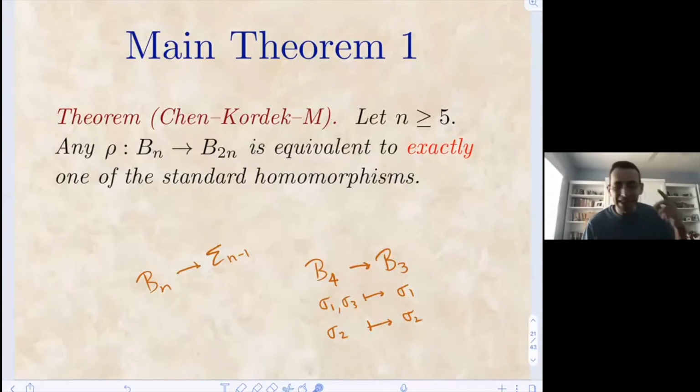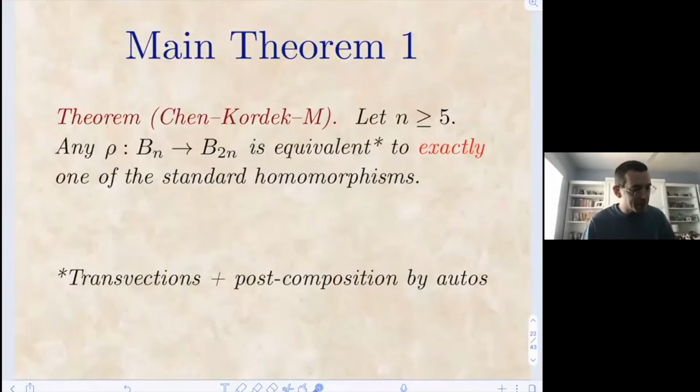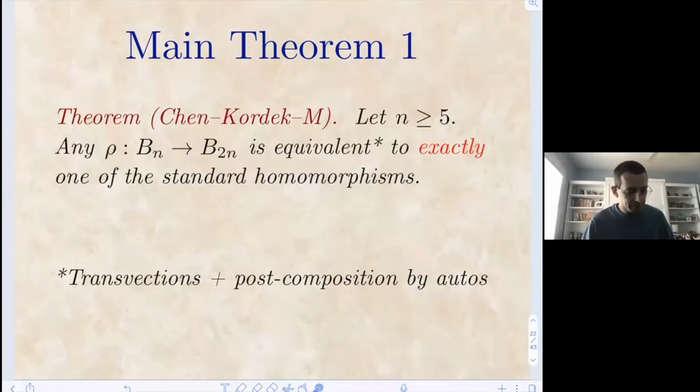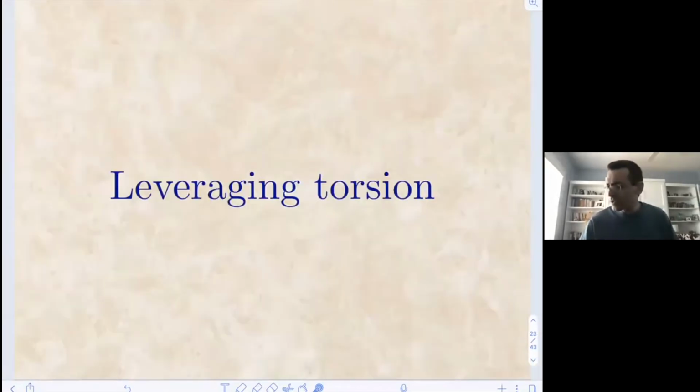And maybe we can see where our proof... I won't give you many details, but maybe I can give a hint where it fails for B4. Yeah. So that's it. That's the theorem. It's a complete classification. Again, equivalent means up to transvections and post-composition by automorphisms.